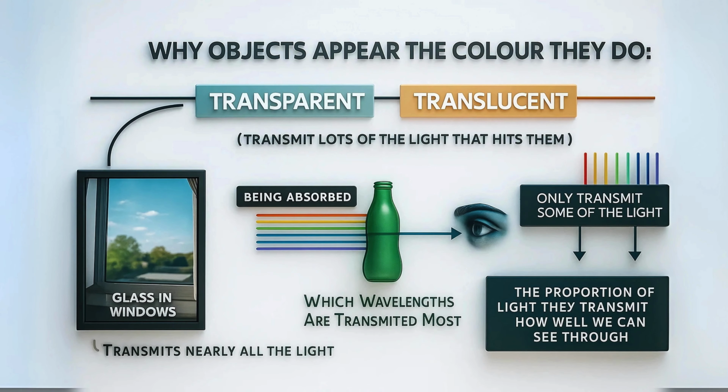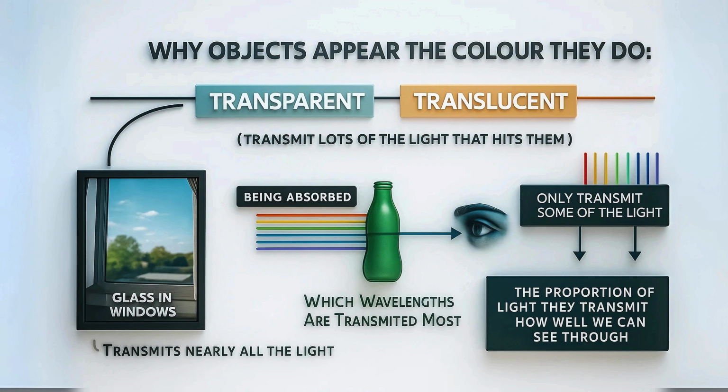Now, let us shift our focus to transparent and translucent objects. Unlike opaque objects, these types of materials allow at least some light to pass through them. Transparent objects, such as window glass, are almost entirely see-through because they transmit most of the incoming light. Very little light is absorbed or reflected, allowing us to see clearly through them. Translucent objects, like frosted plastic or certain colored bottles, only allow some of the light to pass through. The degree to which they transmit light affects how clearly we can see through them.